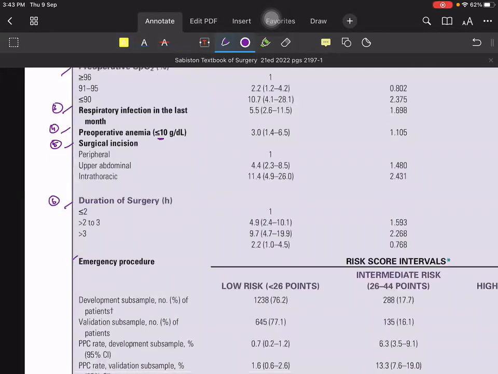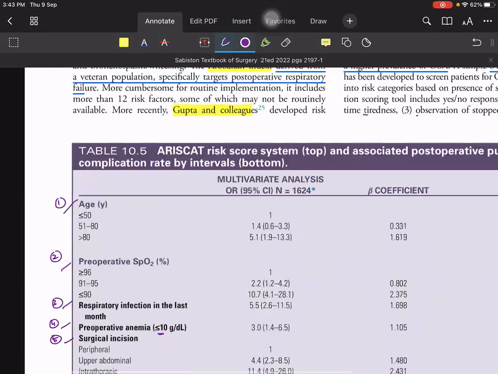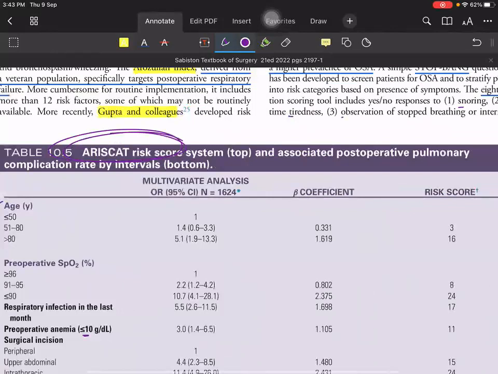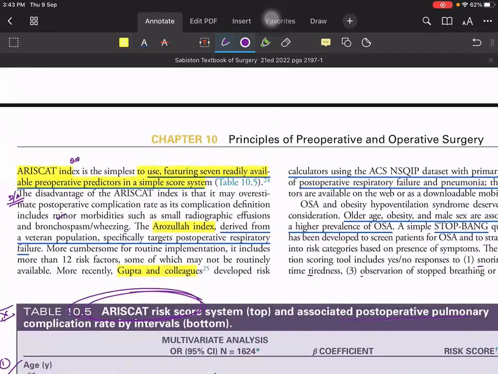Number 7 is whether it is an emergency procedure or not. This you have to remember, very, very important. The ARISCAT risk score is used to detect postoperative pulmonary complication risk. Next they are telling about the ARISCAT index.